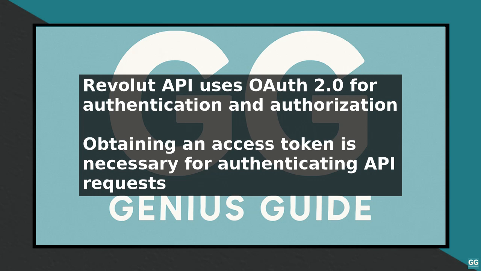Best practices for using the Revolut API include handling errors and exceptions, implementing proper security measures, and testing thoroughly in the sandbox environment before deploying to production.